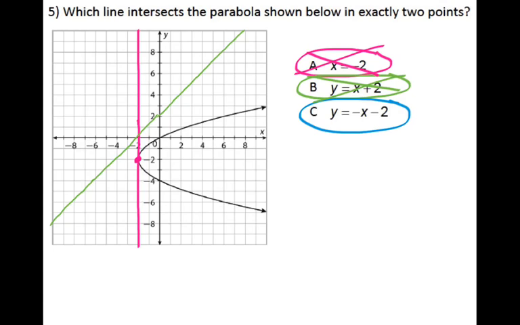So I have negative x minus 2, so my y-intercept is negative 2, my slope is negative 1, so from negative 2 I'm going to go down 1 over 1. I'm going to go ahead and do this in both directions. Hopefully your lines are a little straighter than mine. That was pretty wavy. But you can see that it crosses in 2 spots. So your correct answer is letter C.